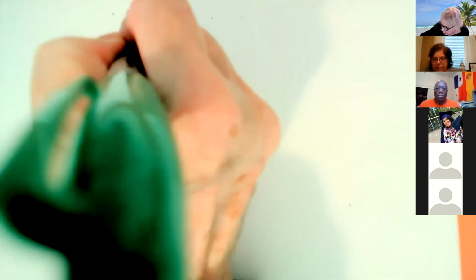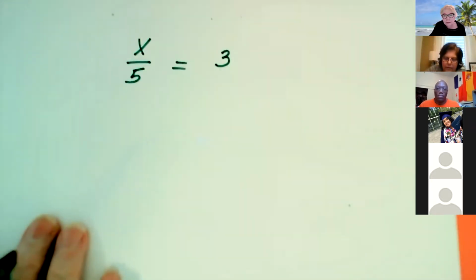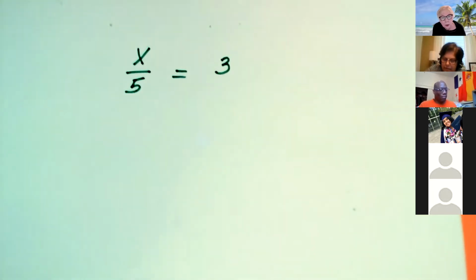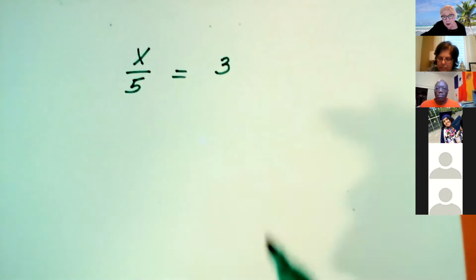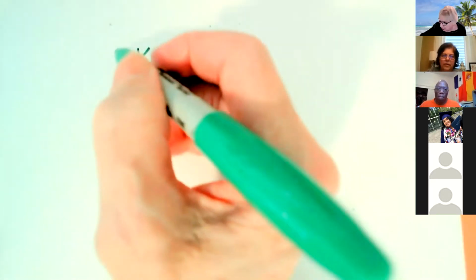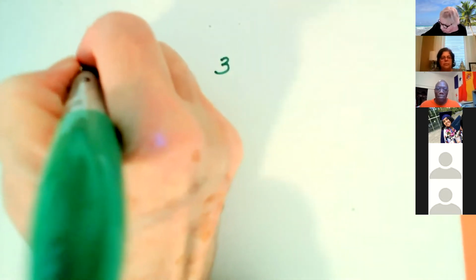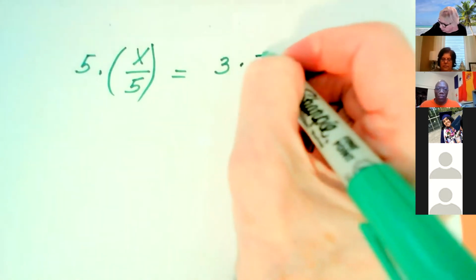I want to do this one. Now, this one also could be guessed. But on the other hand, we want to have a procedure for when it doesn't go well by guessing. And so in this particular case, x divided by 5, instead of dividing by 5, I'm going to multiply by 5 on both sides.